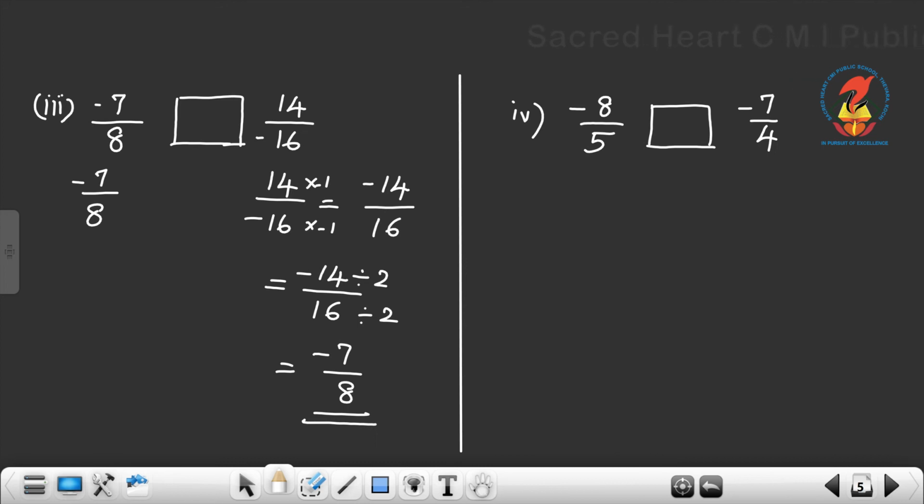Now 14 by negative 16, when we reduce to the lowest form, we will get negative 7 by 8. And the left hand side, what is given? Negative 7 by 8. So negative 7 by 8 and 14 by negative 16, what can we say? They are equal to each other. Therefore, negative 7 by 8 is equal to 14 by negative 16.